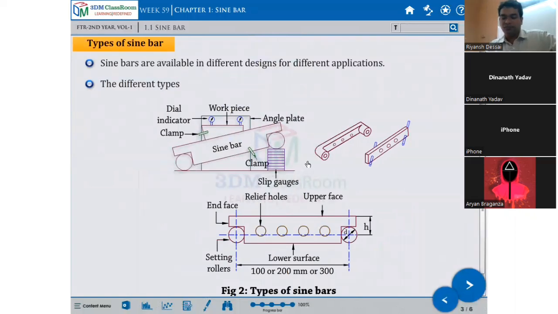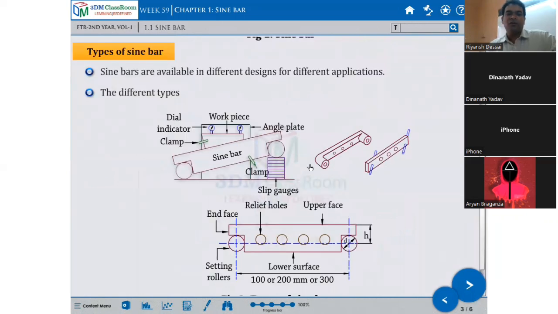This is one arrangement shown here. You can see here a sine bar kept lifted, so it is inclined, and on this face, the back plate, the angle plate surface, this component is kept here which has a slanting face. And on the top of this face they have kept two dial indicators. Dial indicators are needed because the component to be measured has to be accurate.